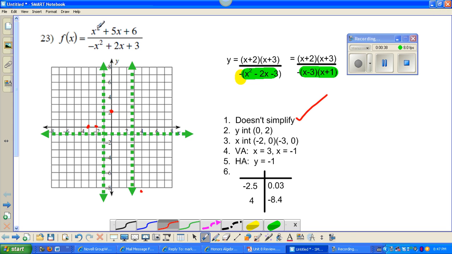When I put 0 back into the original, I was able to eyeball it that all of these are going to cancel. So my y-intercept, I'm left with 6 over 3. And that's how I got (0, 2).